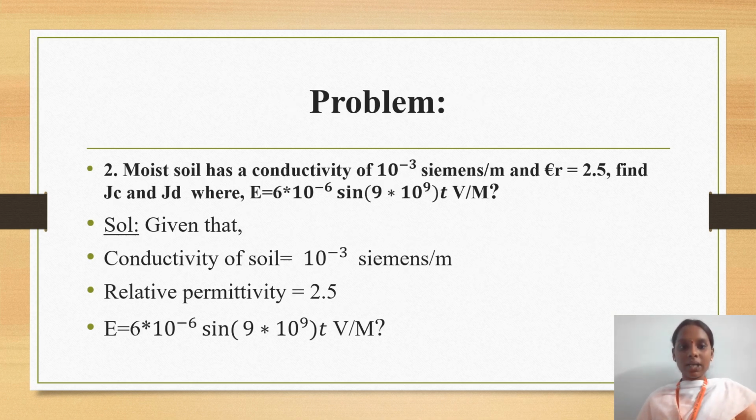Next, coming to my problem. The second question: moist soil has a conductivity of 10 to the power of minus 3 Siemens per meter, and relative permittivity epsilon R is equal to 2.5. Find JC and JD, where E is equal to 6 × 10 to the power of minus 6 sin 9 × 10 to the power of 9 t V per meter. JC is the conduction current, JD is the displacement current. Coming to the solution, these are the values given in the problem.